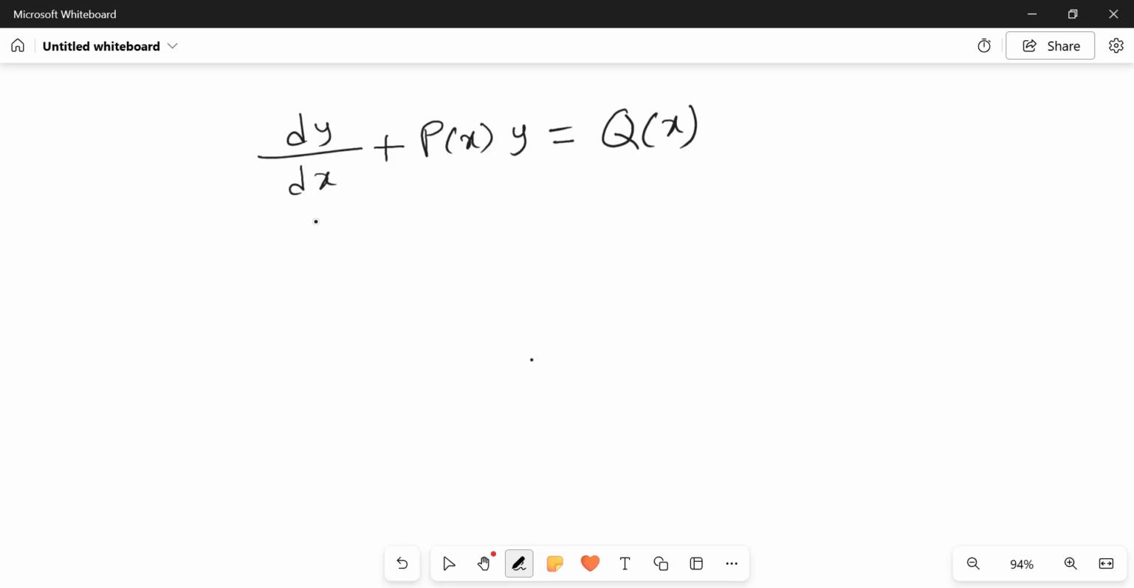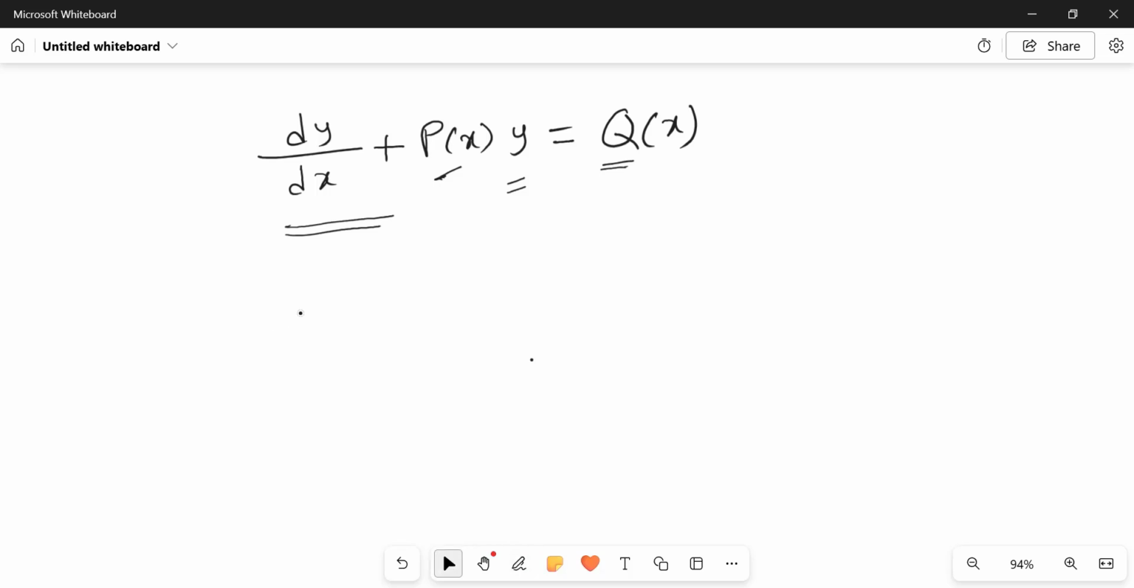The differential equations of this form are called first order linear differential equations. It's the standard form of first order linear differential equations. We can say that because the power of y is 1 and the power of dy by dx is also 1, and they are not in product form. So we can say that it's a first order linear differential equation. Now here p of x and q of x are functions of x.